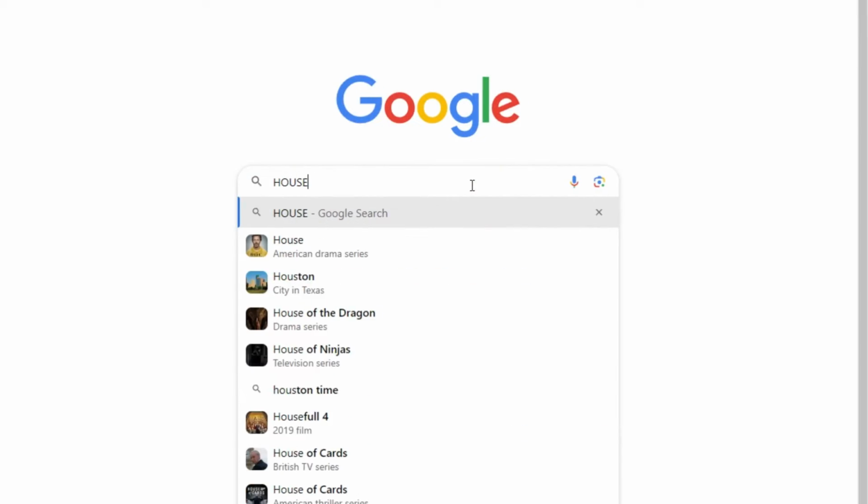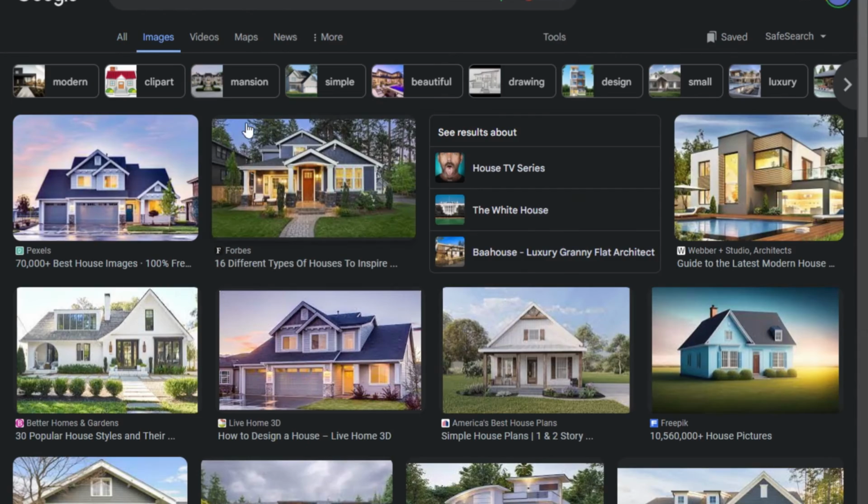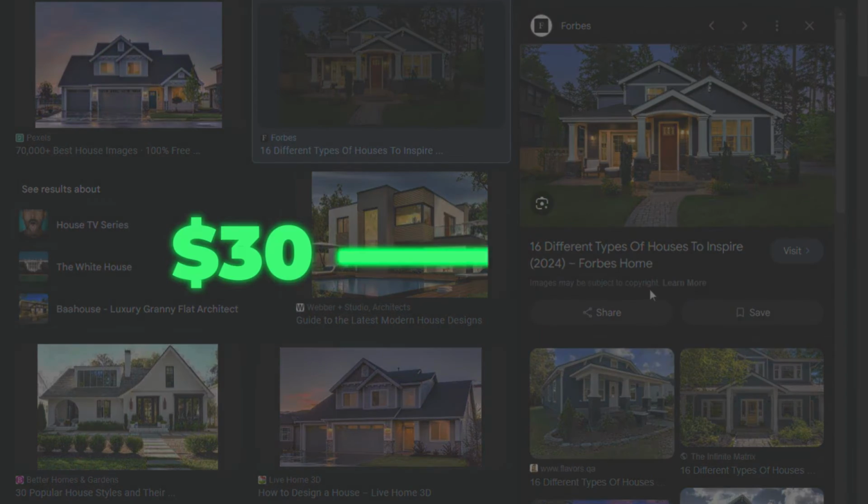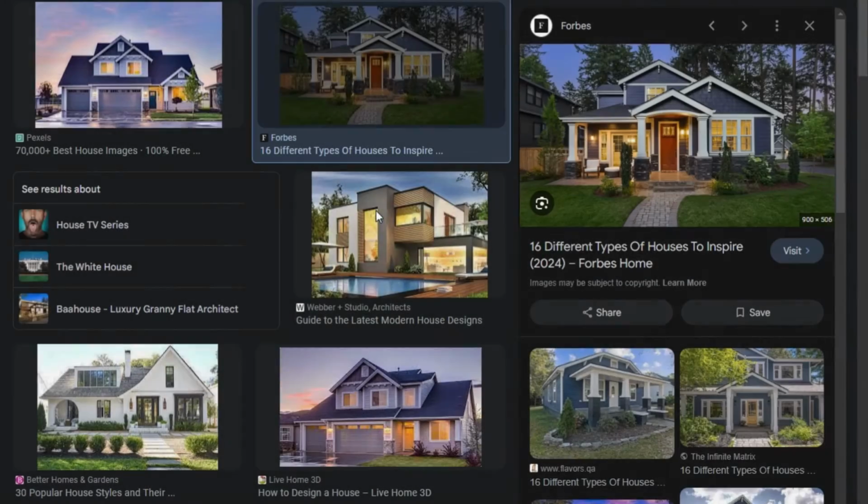What I've seen most realtors will do is they'll go to Google, they'll search for the word house, and they'll find a generic photo of a house, and they'll put it on their Facebook ad. And then that's where I'm seeing these costs of $30 to $40 per lead, because it is just generic and it screams, hey, I'm an ad. And then nobody wants to look at it.